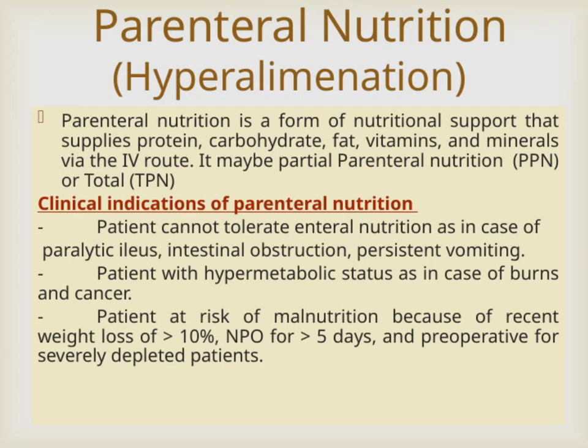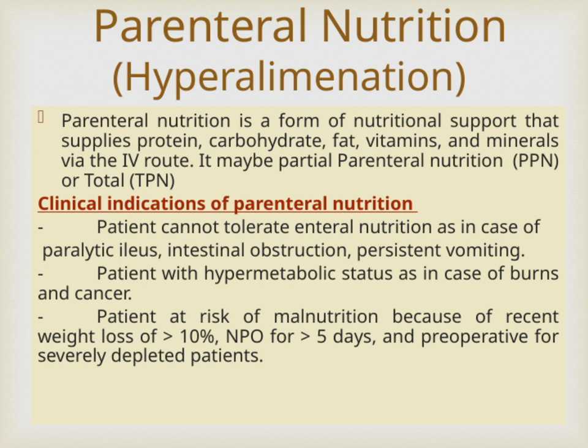Now let's talk about parenteral nutrition, also known as hyperalimentation. This is a method of providing essential nutrients directly into the bloodstream through an IV, which includes proteins, carbohydrates, fats, vitamins, and minerals. It's a vital support when the gastrointestinal tract can't be used effectively. Parenteral nutrition can be either partial, called PPN, or total, known as TPN.